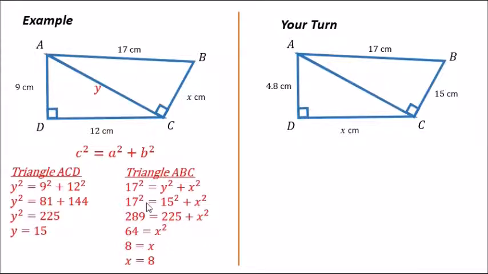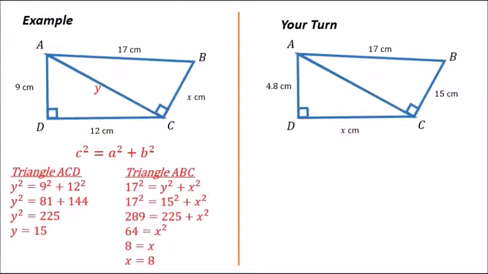So 17 squared is equal to 15 squared plus X squared, because we calculated already that Y was 15. So 289 is equal to 225 plus X squared. If I subtract 225 from either side of the equal sign, I have 64 is equal to X squared. And taking the square root of both sides, 8 is equal to X. So your turn, have a go at the similar question on the right hand side. See if you can find the value of X.